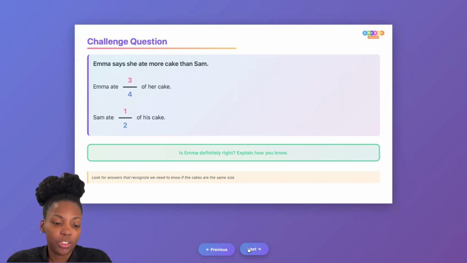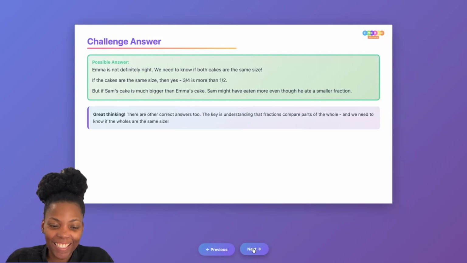Now here's my challenge question for you. Emma says she ate more cake than Sam. Emma ate 3/4 of her cake, while Sam ate 1/2 of his cake. Is Emma definitely right? Explain how you know. Right, so let's check out the answer.